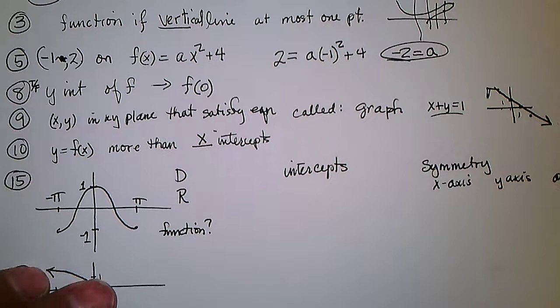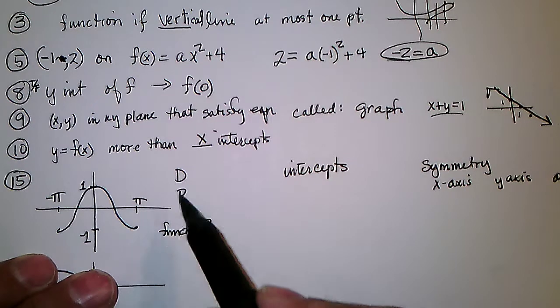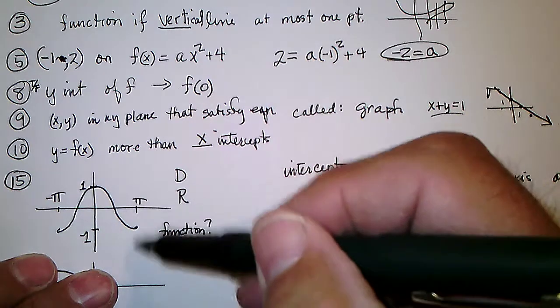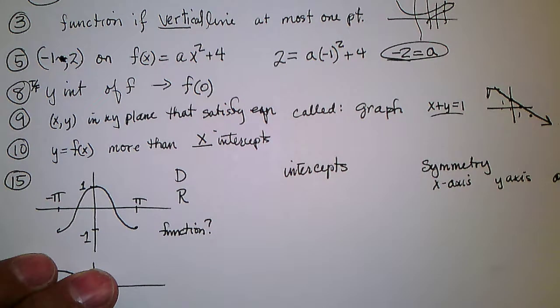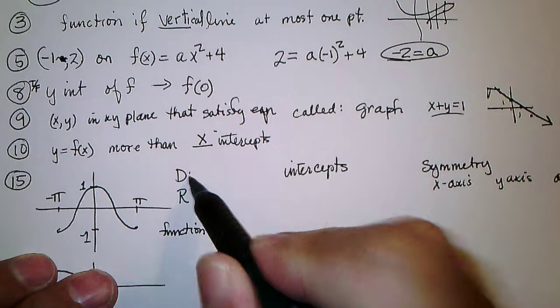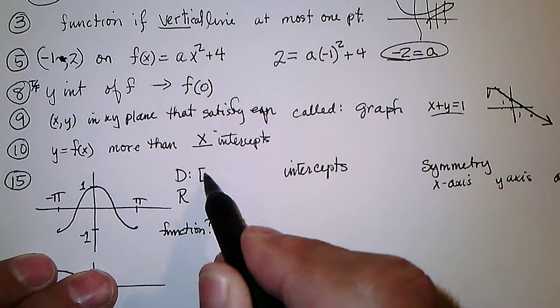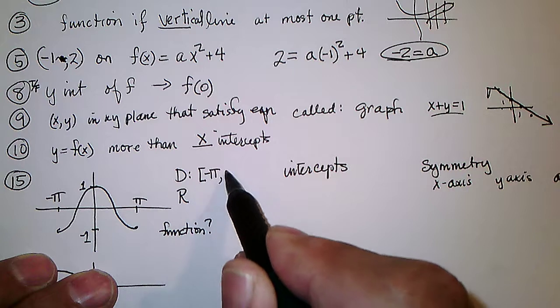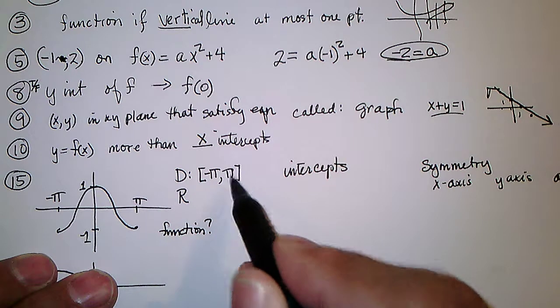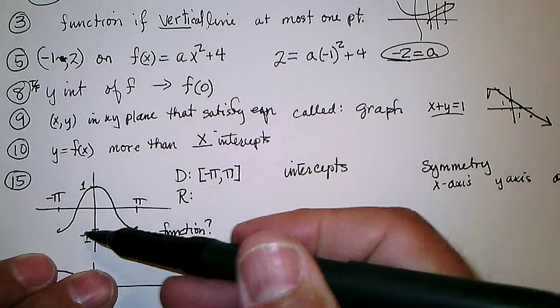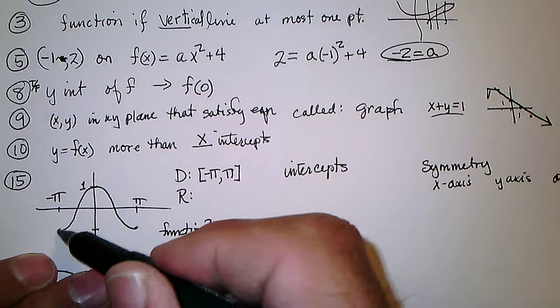Okay, for 15, it says, is this a function? Well, it passes the vertical line test because it only hits it once every place. So the domain of this one, it looks like it goes from minus pi to pi. In the x's, that's what the domain is. The range goes from minus 1 is the low to the high is plus 1.